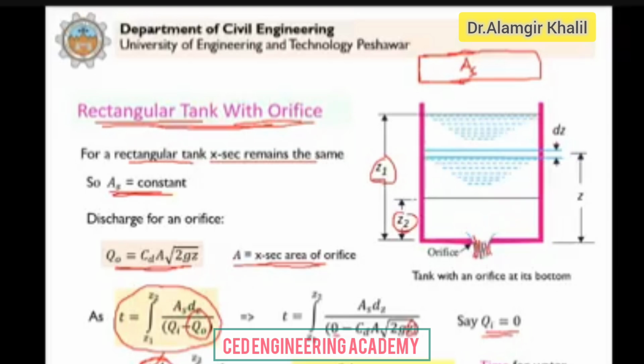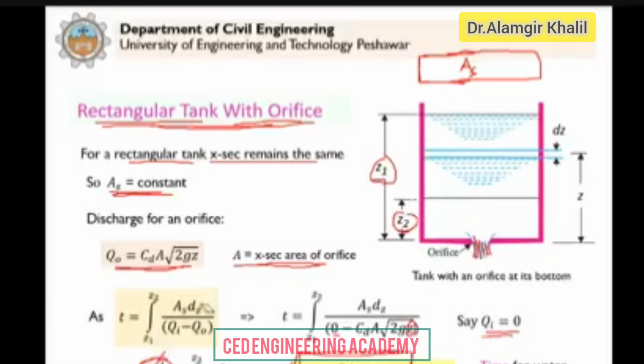For complete empty, Z2 should be 0. And then this will be the formula to calculate the time for complete empty. So this is one case I considered. You can now consider any number of cases where you are interested to calculate the time for water level to change from one level to another level. All you have to do is to evaluate this integral.